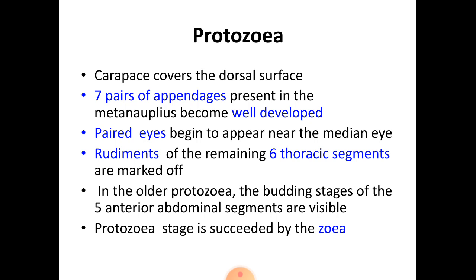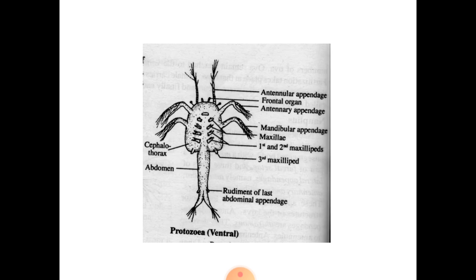Next is the protozoea, and its carapace covers the dorsal surface. There are 7 pairs of appendages, which are well developed. The paired eyes begin to develop near the median eye, and the rudiments of the remaining 6 thoracic appendages are marked off. In the older protozoea, the budding stages of 5 anterior abdominal segments are visible. The protozoea stage is succeeded by the zoea stage. This is the protozoea. You can see the rudiment of the last abdominal appendage here.